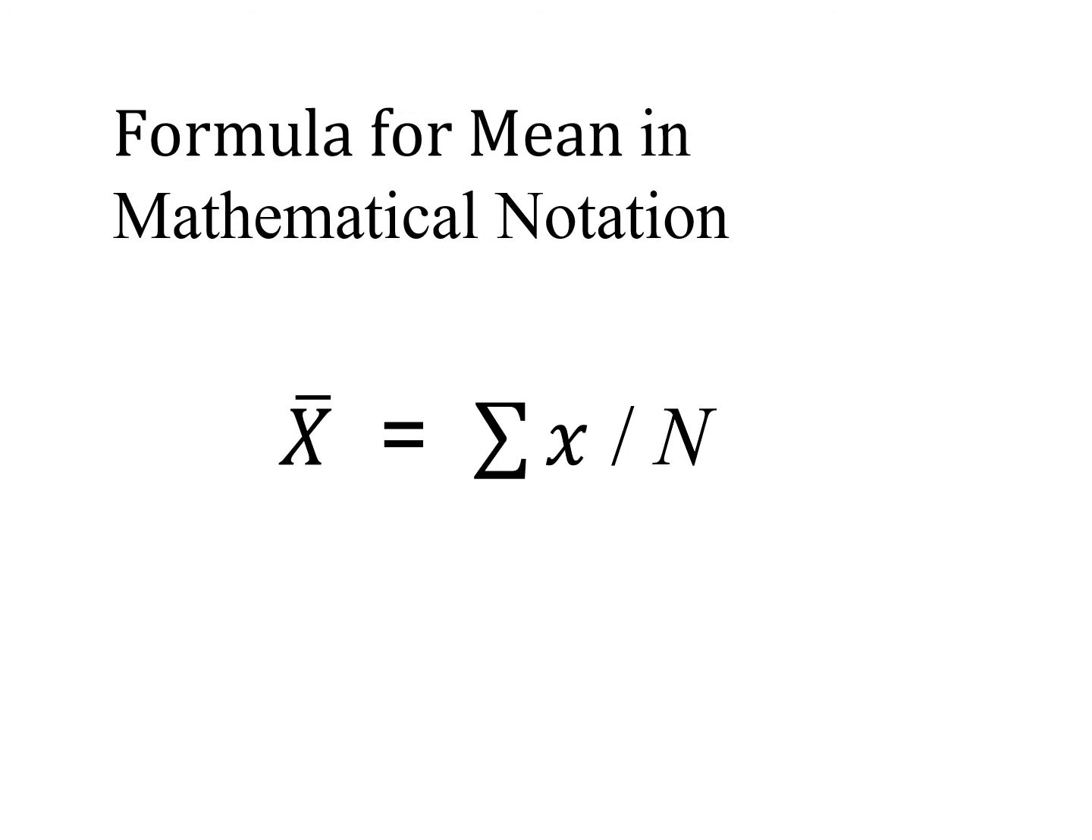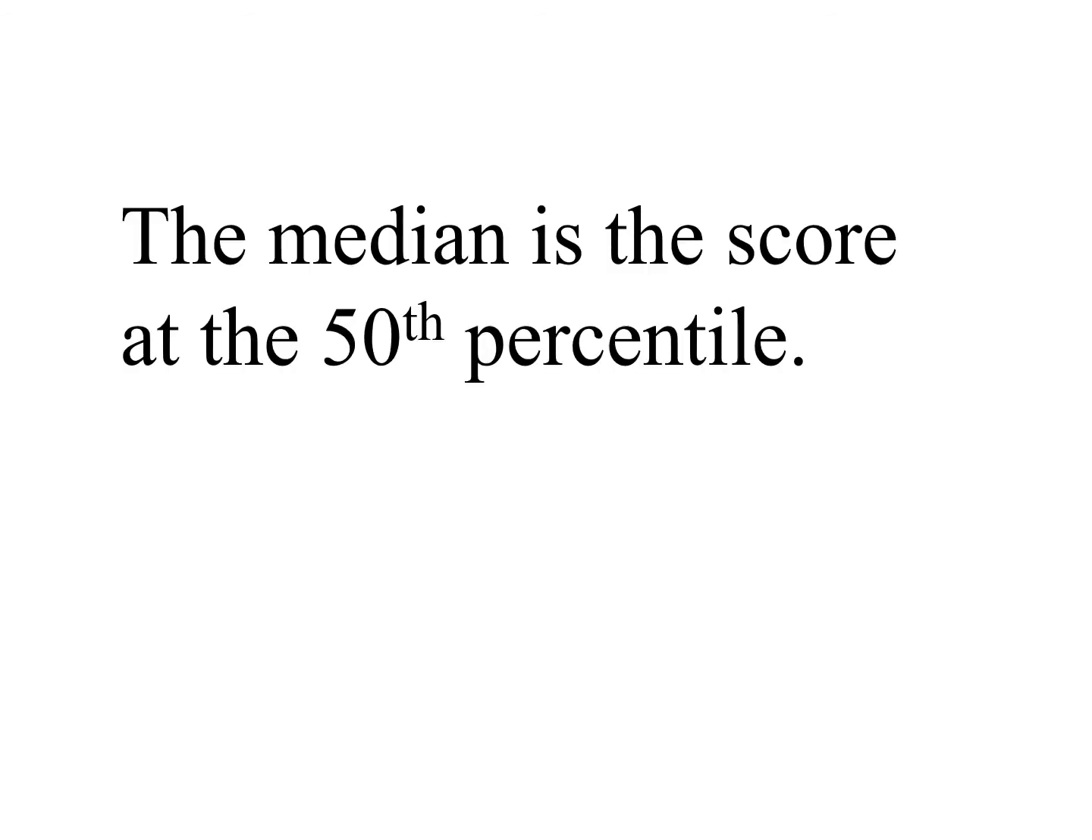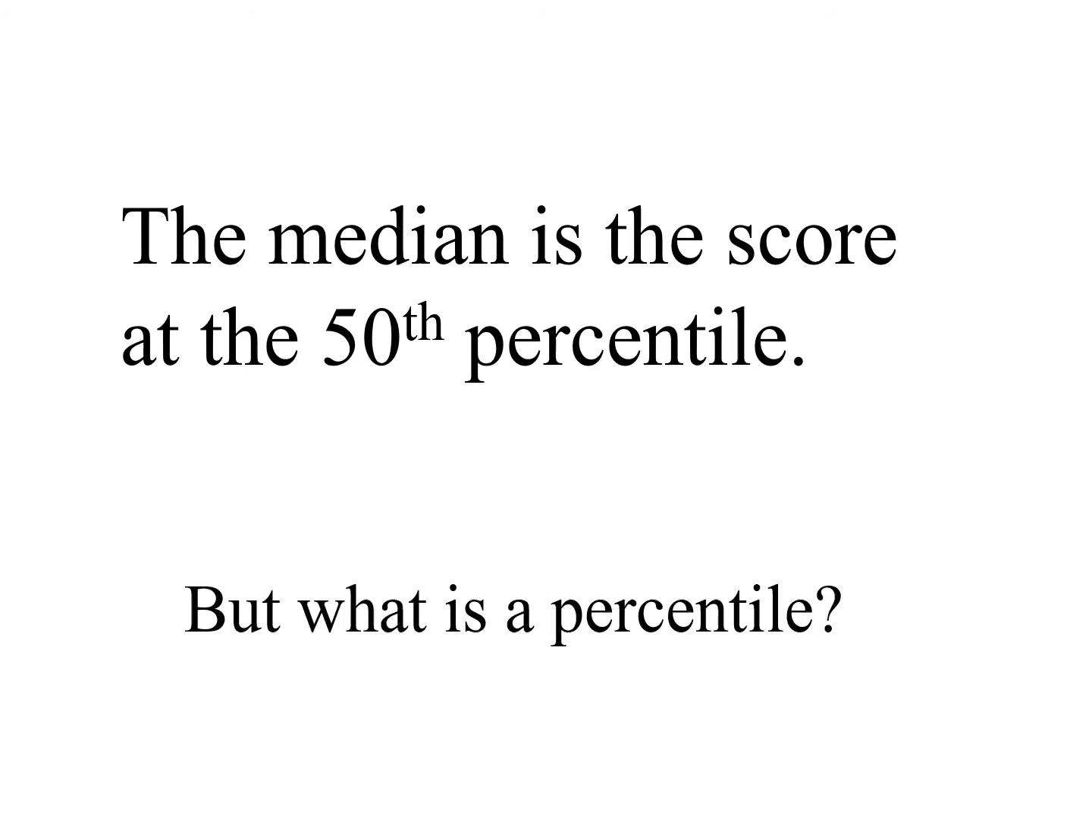Now, as I said earlier, the mean is sometimes called a measure of central tendency because it gives us an idea of the central, typical, or middle value of a distribution. Next, we're going to talk about the median, which is another important measure of central tendency. The median is the score at the 50th percentile in a sample of scores. But you might be asking, what is a percentile? So we're going to go through a few examples to hopefully make this clear.